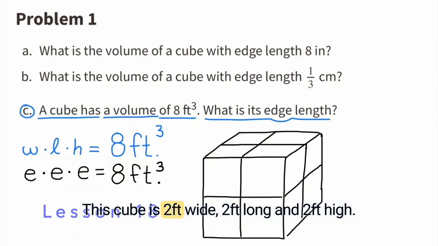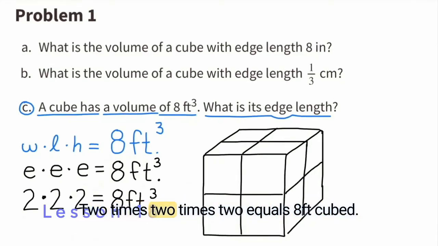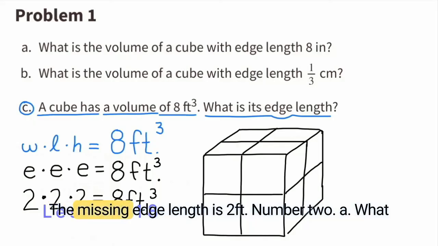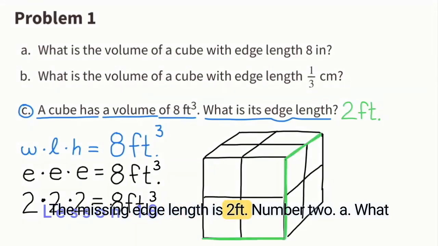This cube is 2 feet wide, 2 feet long, and 2 feet high. 2 times 2 times 2 equals 8 feet cubed. The missing edge length is 2 feet.